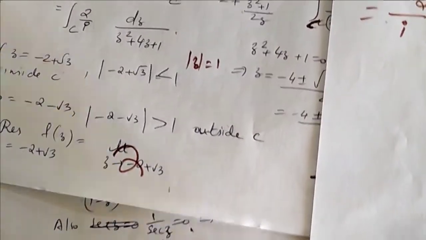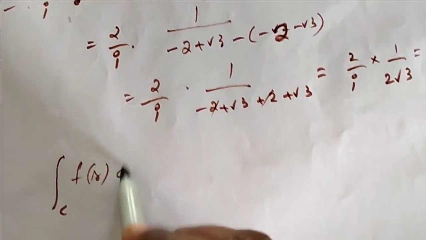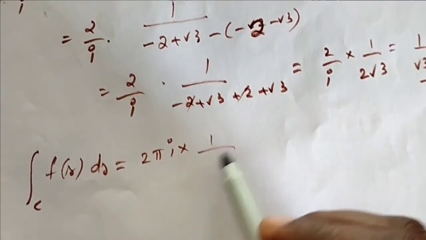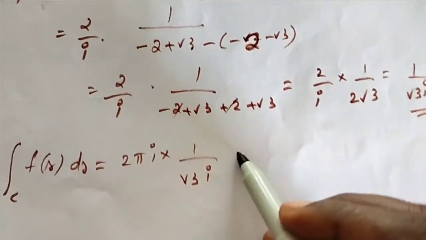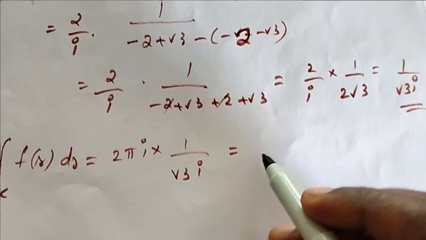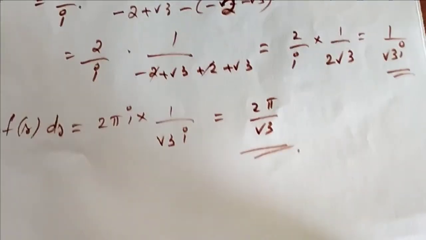So 1 by root 3 i is the value. There is only one residue, the other singularity is outside C. So the integral over C of f of z dz is 2 pi i into sum of residues. Since there is only one residue, this value itself. So it is 2 pi by root 3. So the answer is 2 pi by root 3.